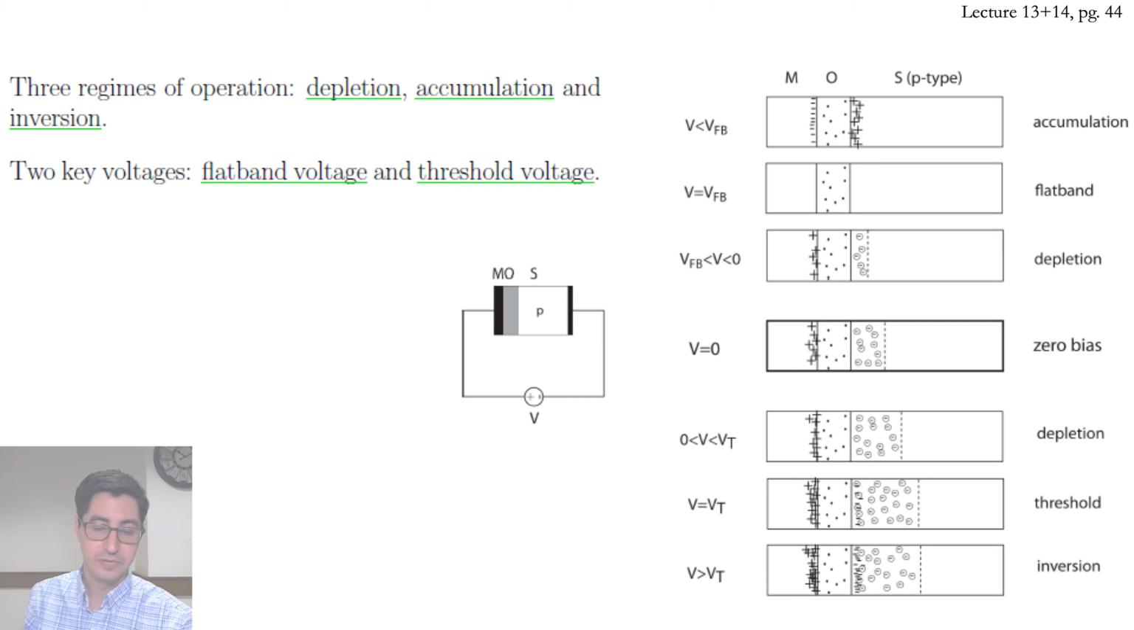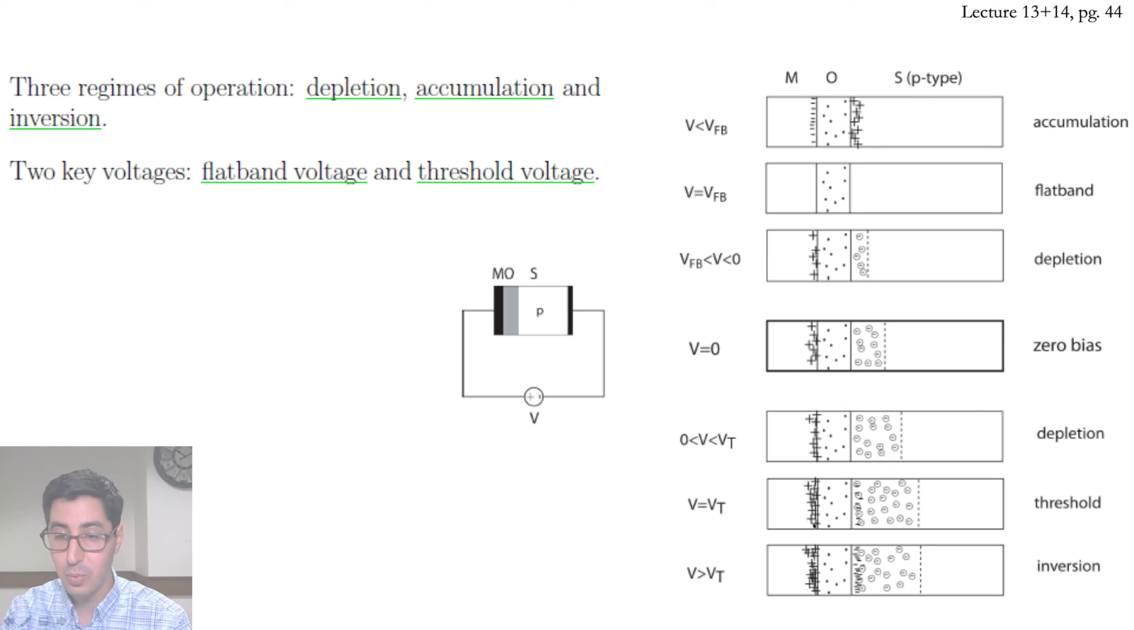We'll define it very carefully, but we define threshold at the point where the minority carrier concentration at the surface is equal to the bulk concentration in the semiconductor. So in this case, because the bulk semiconductor is p-type, it's when n, the electron density at the surface, is equal to Na, the doping level of the semiconductor.